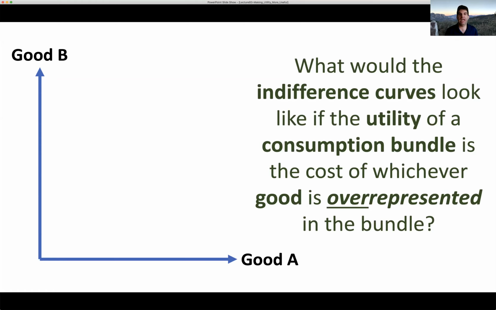But if I sold you a cable package that had more upstream, then you would put all your value on the upstream. So in this case, I give you a bundle, you ask which good is overrepresented, and then I'm going to assign a value to only that good. So if that was the way you evaluated how you got joy from bundles, then what would indifference curves look like? This is a little more advanced. So I'm going to put you into breakout rooms, chat about that for about a minute, and then we'll come back and talk about it.